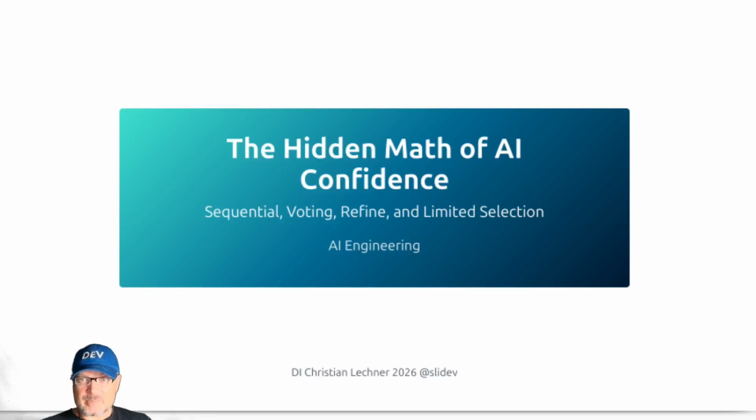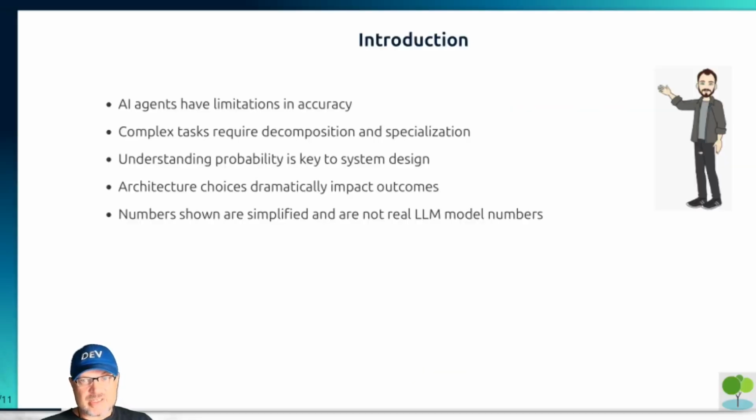Hello, today is about the hidden math of AI confidence. We have different tools to increase accuracy. The AI agents have limitations in accuracy, so they hallucinate. They sometimes give us really wrong results. We have complex tasks, and they need to be decomposed and specialized.